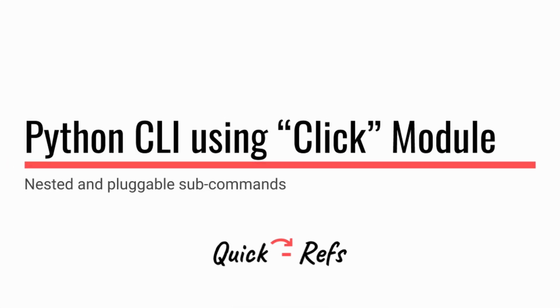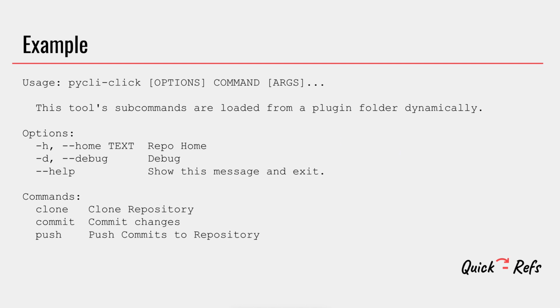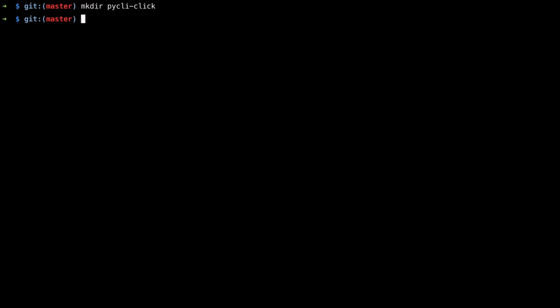In this video, we will create a Python CLI with nested and pluggable subcommands using the click module. For example, commands like clone, commit, push can be loaded from a plugin folder dynamically with their own set of arguments and help pages. To get started, let's create a project directory.